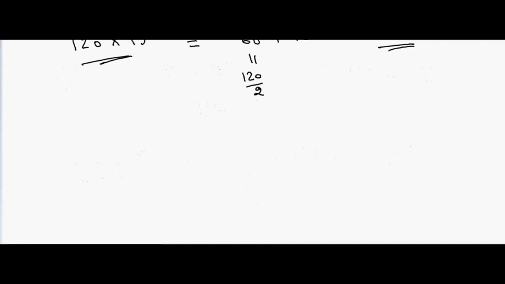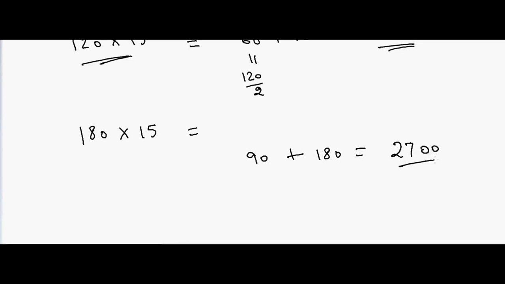So again, if I have 180, to multiply by 15, that will be equal to half of 180 is 90 plus 180. So 18 and 9, that's equal to 27. Two zeros in the end. So that's our answer.